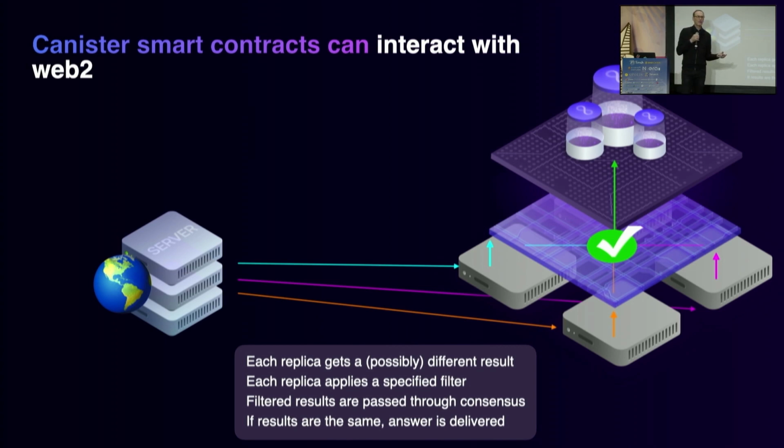Of course, that result might be different. There might be different timestamps, but also the result itself might be different. In order to remove the timestamps, the replicas apply a filter provided by the smart contract to normalize these responses, and then pipe the responses through consensus. And if consensus is reached, the result is passed back up to the smart contract. So that's how smart contracts can interact without any third-party involvement with the rest of the world.